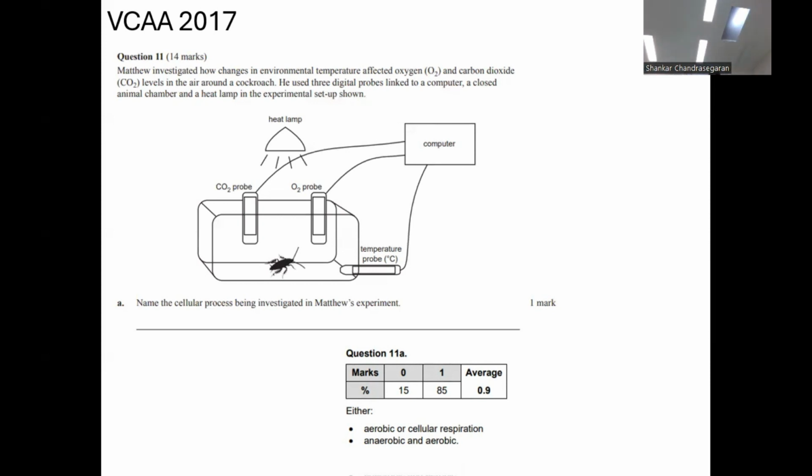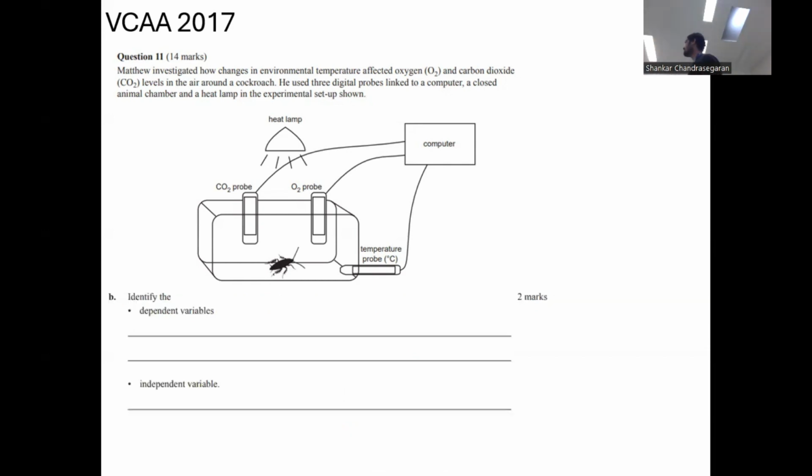So just consider the factors, right? What is present? Oxygen and CO2. If they are measuring oxygen and CO2 levels, there is only one thing they care about, which is cellular respiration. Because what is needed for cellular respiration? Oxygen. What is released as a result? CO2. And they are looking at whether temperature is affecting it. So it's essentially about cellular respiration.